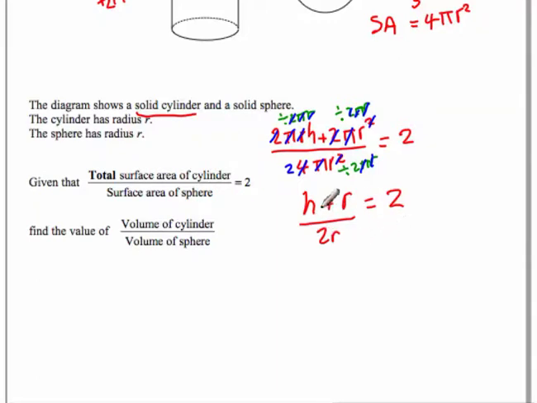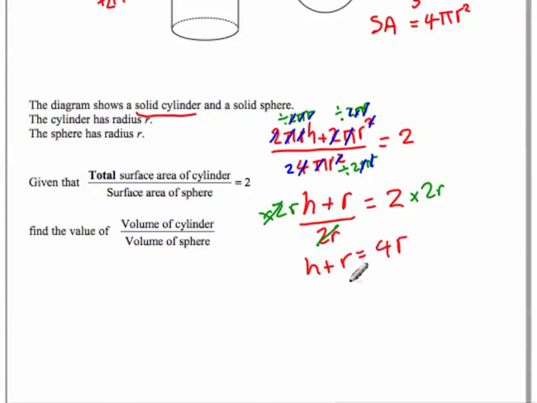Okay, so we've got h plus r equals 2. Now I'm going to get rid of this 2 on the bottom. We don't like fractions in algebra, so I'm going to multiply the whole of this side of the equation by 2r, and therefore I've got to multiply this side by 2r as well, haven't I? So that will cancel with that, and I'll be left with h plus r equals 4r.